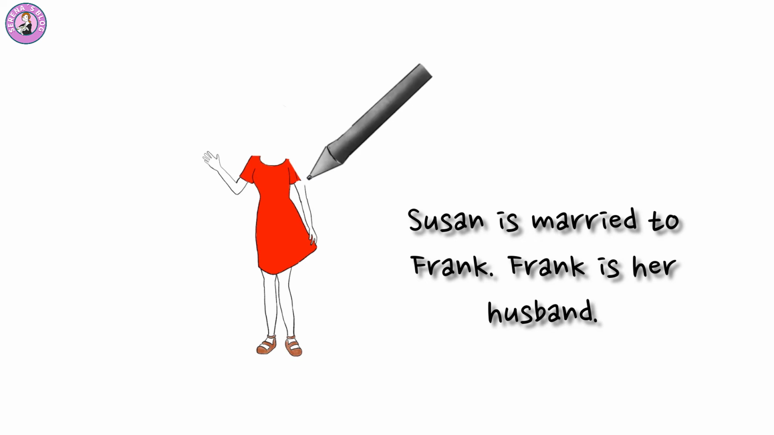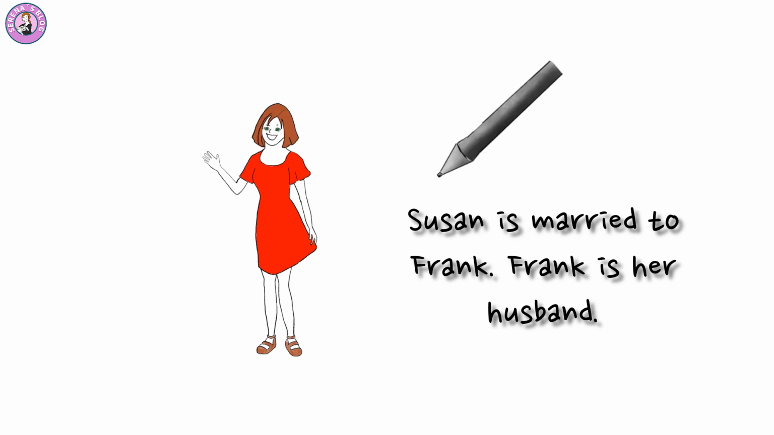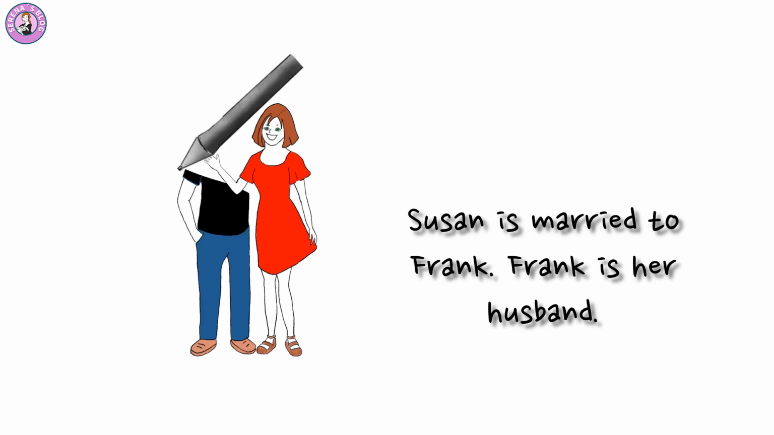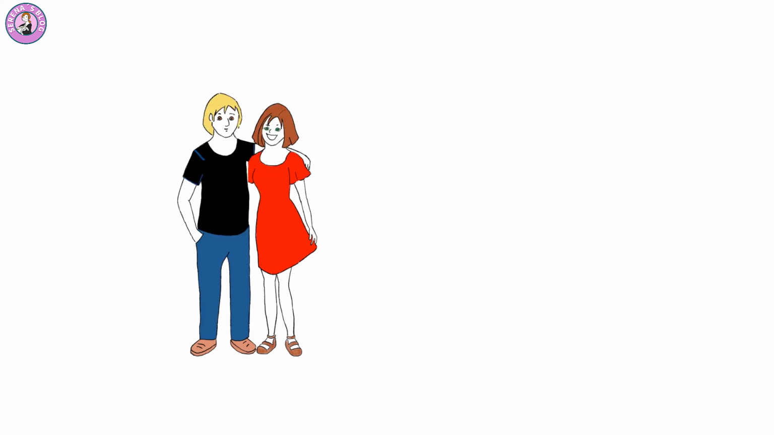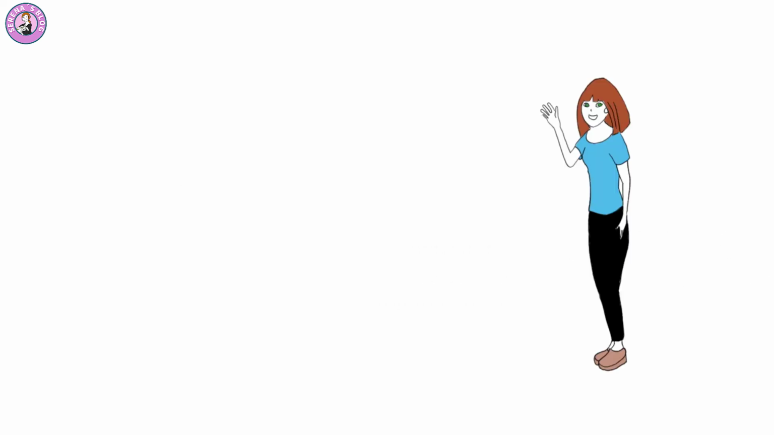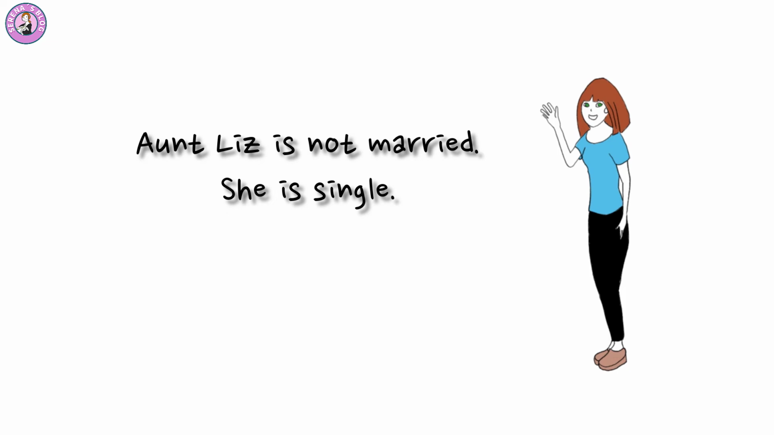Susan is married to Frank. Frank is her husband. Frank is married to Susan. Susan is his wife. Aunt Liz is not married. She's single.